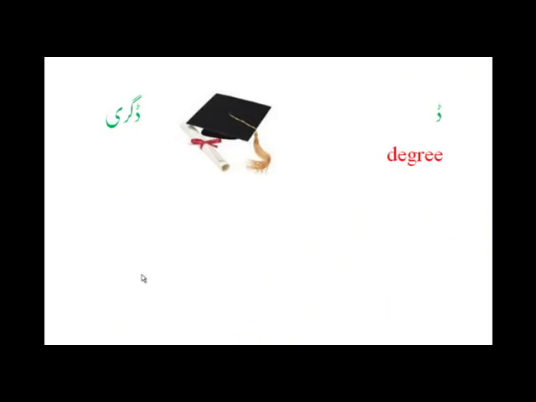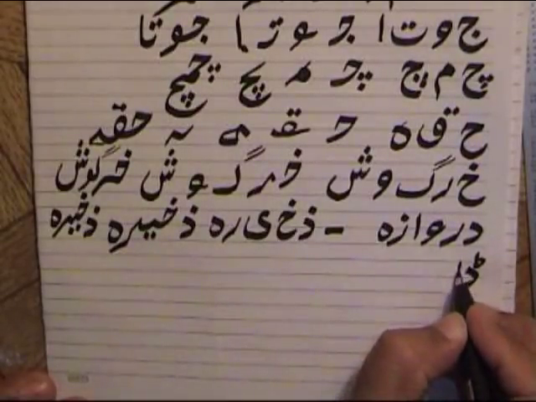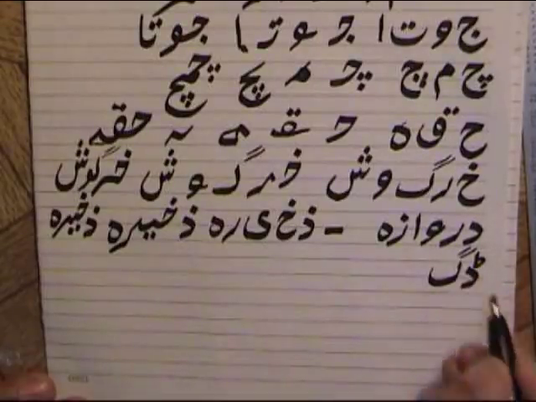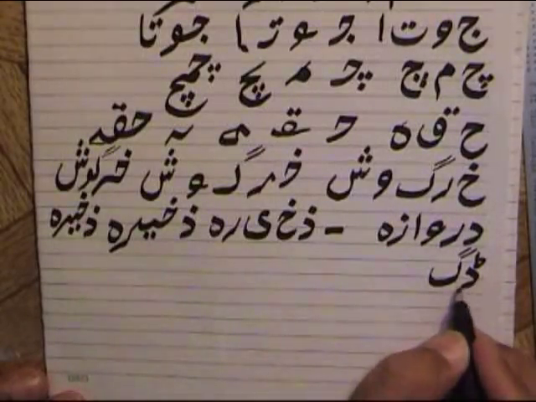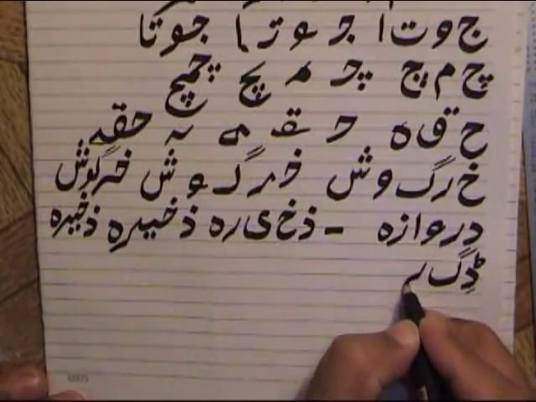Dal degree, degree is the English word, so we also use it in Urdu. Dal degree, dal gav, dig. Actually, it is zer, dal, zer, so that e sound is there. Dig, ri.